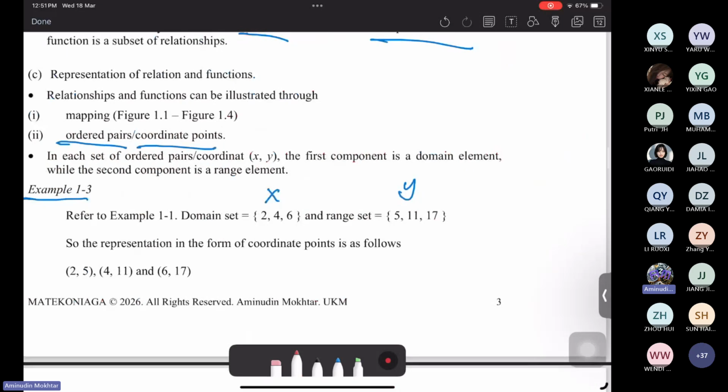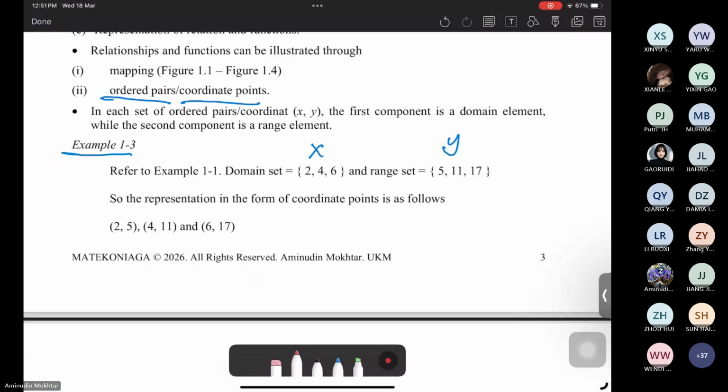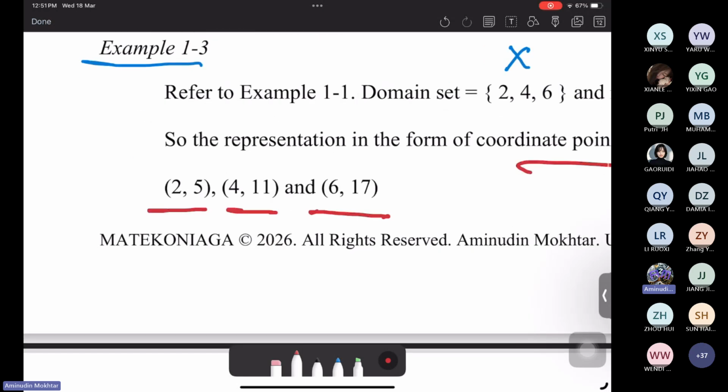So, referring to example 1.3, the relation between x and y can be represented by the coordinate points as follows: (2, 5), (4, 11), and (6, 70). Remember, the first number is x and the second number is y. That's how to represent the data.